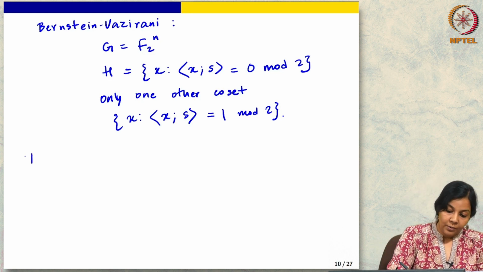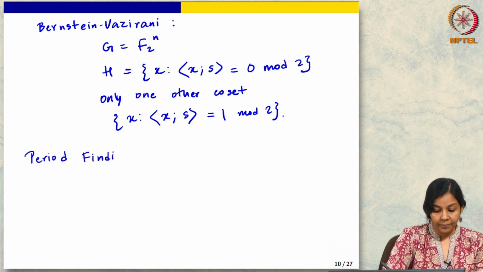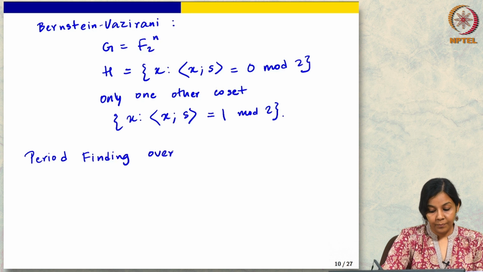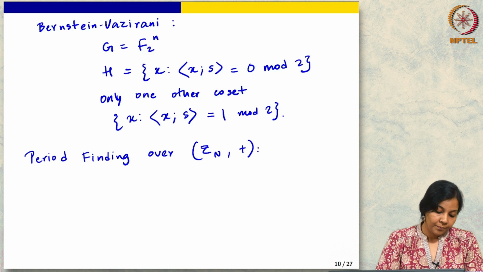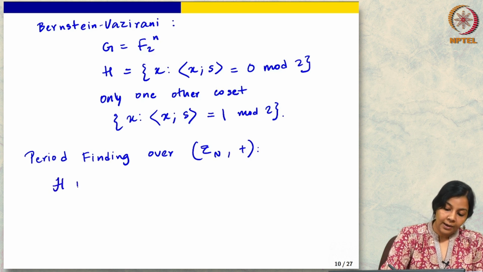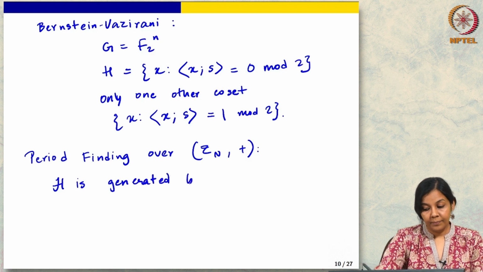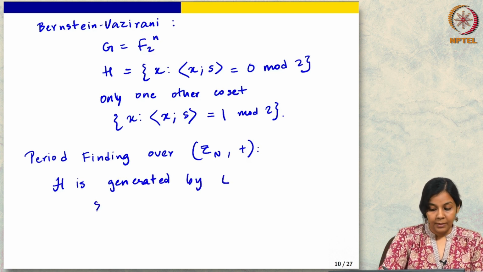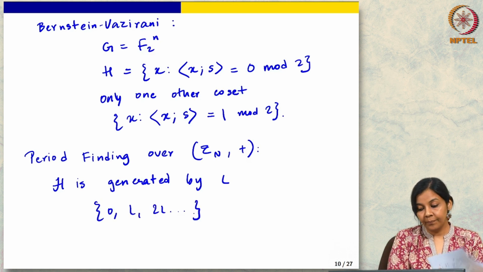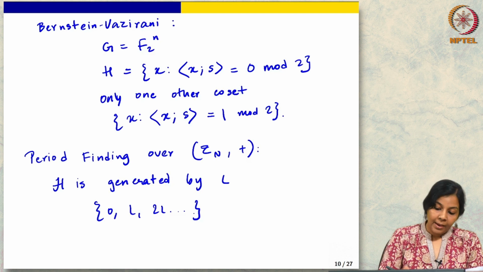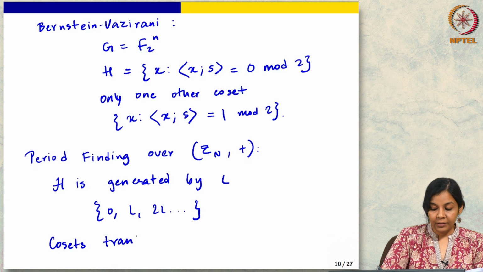Okay, so now let us look at period finding. Here H is generated by L, right. So, 0, L, 2L and so on, and the cosets are translates of H.